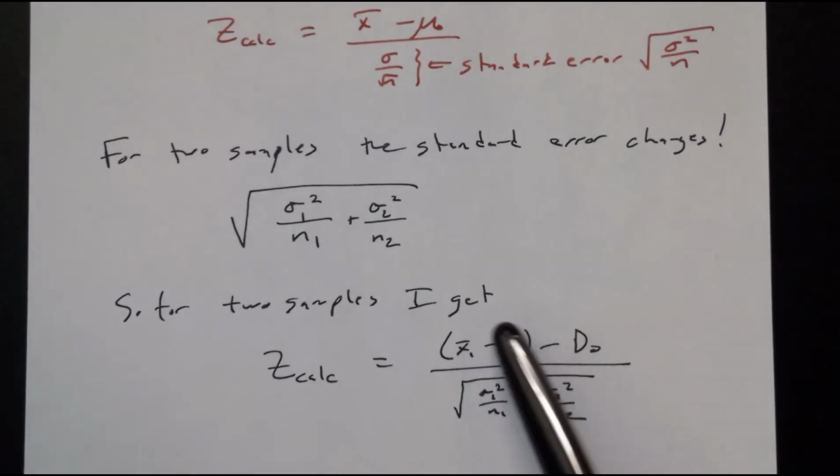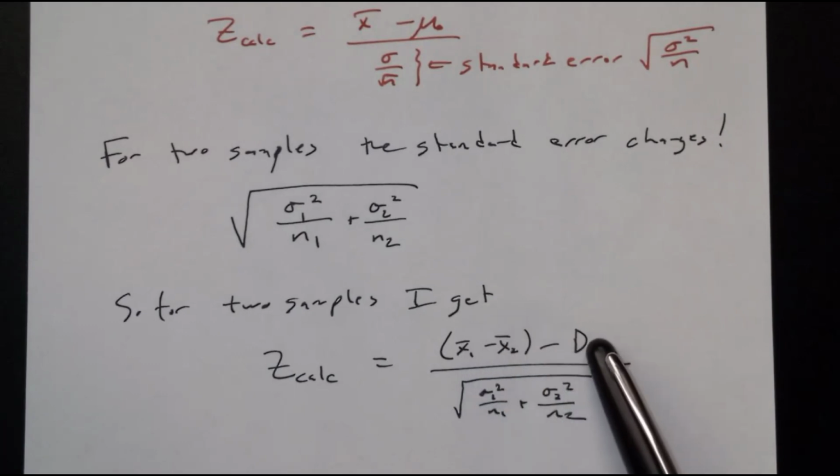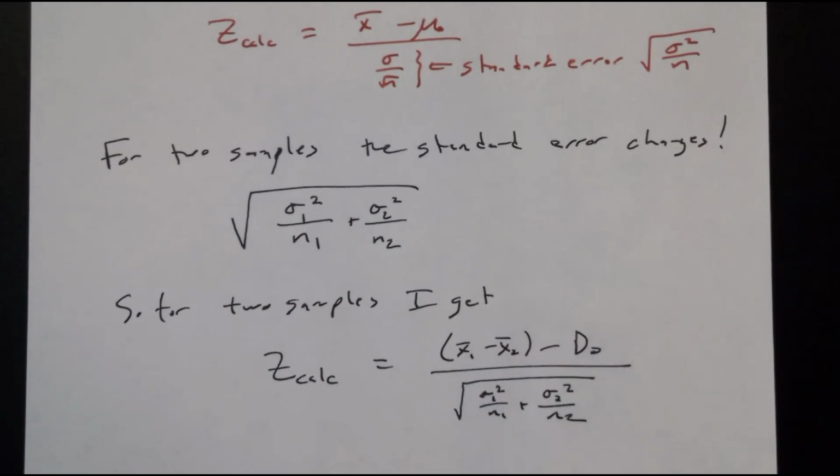Our calculated difference minus the benchmark difference over the new standard error. Is it a plus? Yes, that's a plus in the middle. Because what I'm really considering is the standard error as having factors that come from group 1 and factors that come from group 2. So I need to keep those together.